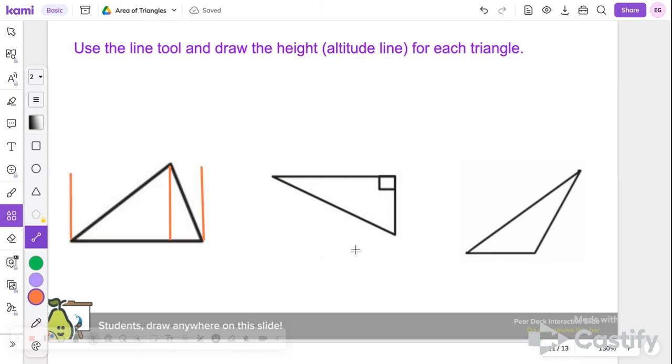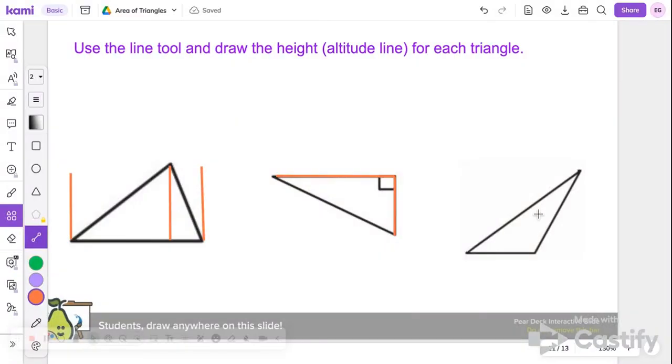Now this middle triangle is a right triangle. So we have that nice right angle built in, which would basically force this orange line to be your base and this orange line to be your height. This is an obtuse triangle because it has an obtuse angle in there, but again, no right angle is obvious.